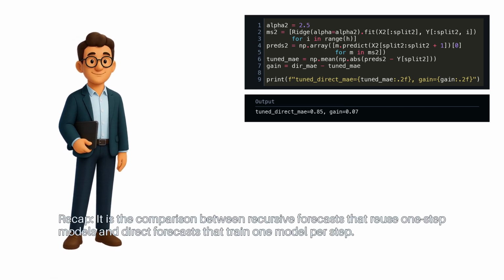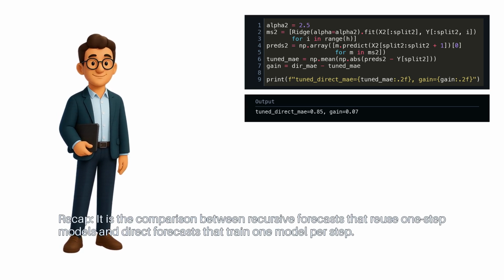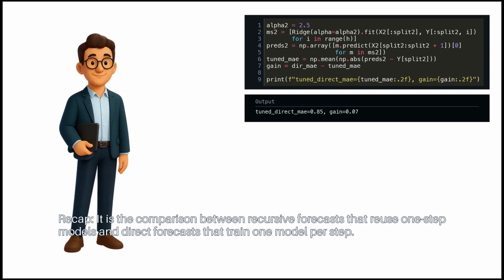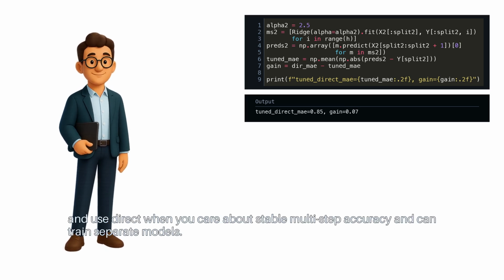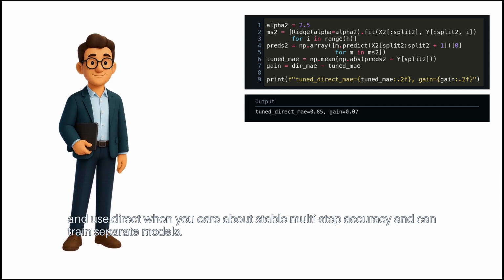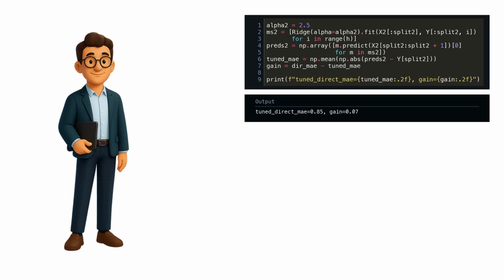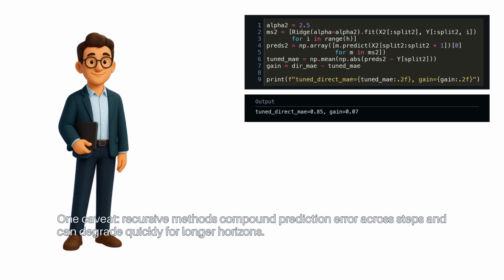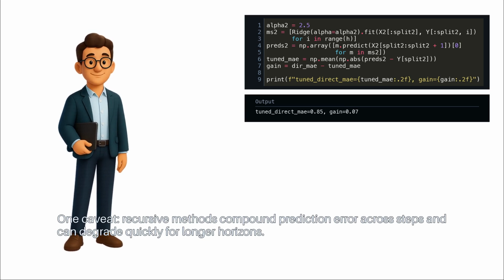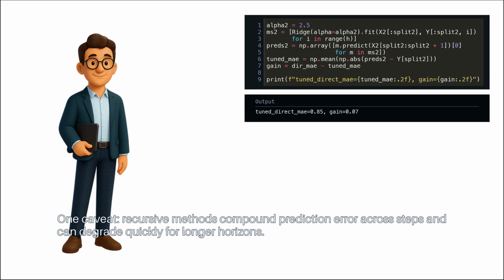Recap: it is the comparison between recursive forecasts that reuse one-step models and direct forecasts that train one model per step. Use recursive when data is scarce and you want a compact pipeline, and use direct when you care about stable multi-step accuracy and can train separate models. One caveat: recursive methods compound prediction error across steps and can degrade quickly for longer horizons.